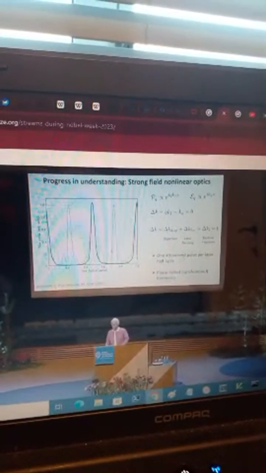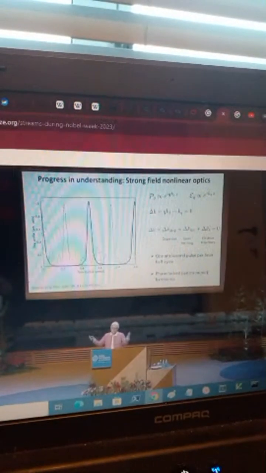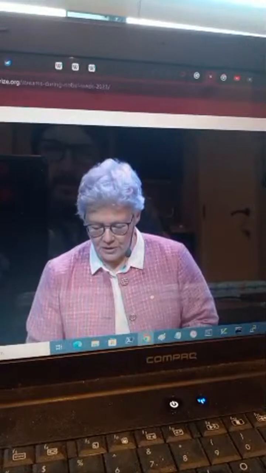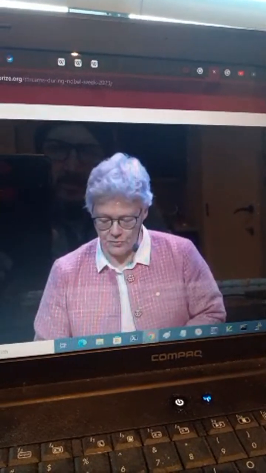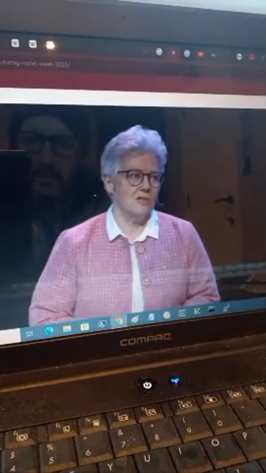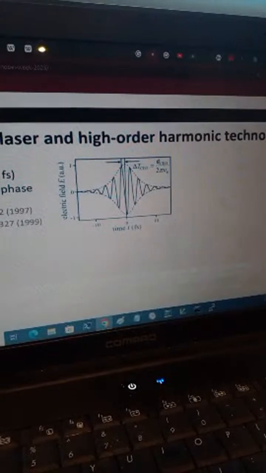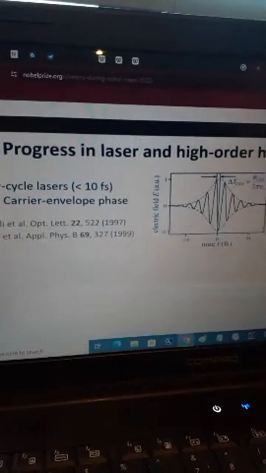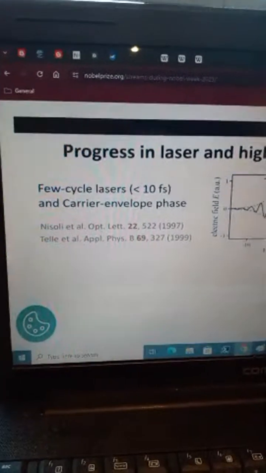Before I come to the conclusion of this talk, let me point out that at the end of the 90s, there is a lot of progress, both in laser and in high-order harmonic technology. And let me just flash some of this progress. First, now we can generate laser pulses that are very short, few cycles, and then the importance of the carrier envelope phase is pointed out.